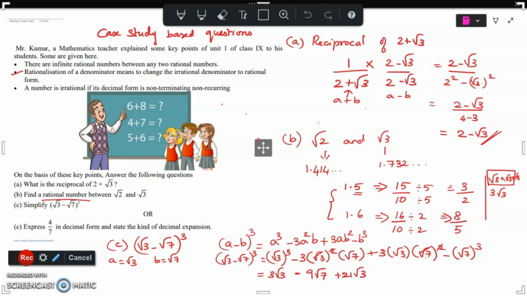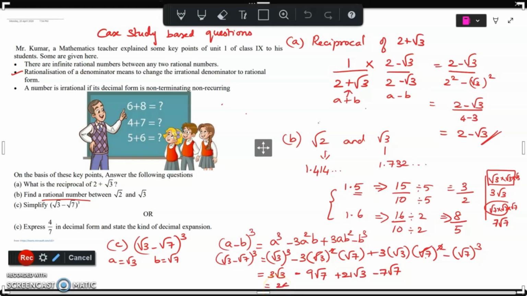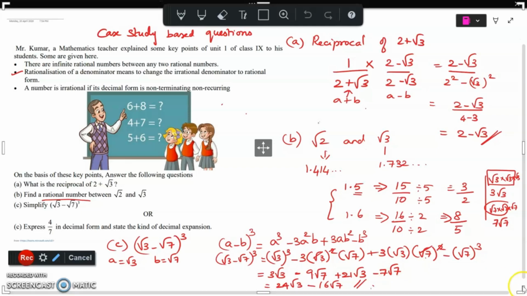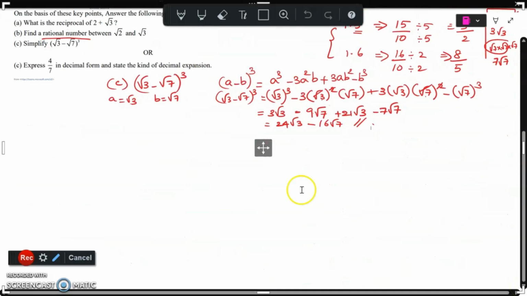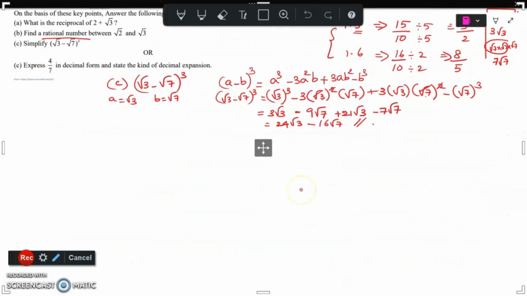And minus root 7 cube is nothing but root 7 into root 7 into root 7. So for two root 7's, I can write it as 7. So it is 7 root 7. Got it, children? So now 3 root 3 plus 21 root 3 gives 24 root 3. Minus 9 minus 7 gives minus 16 root 7. So this is going to be your answer for C. Can we proceed to the internal choice: express 4 by 7 in decimal form?